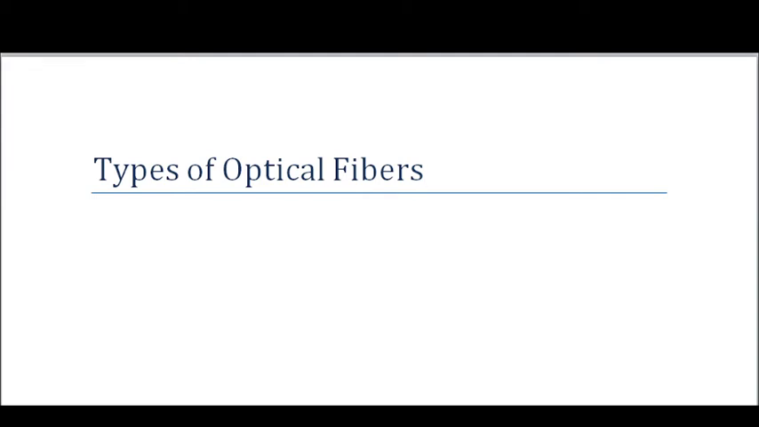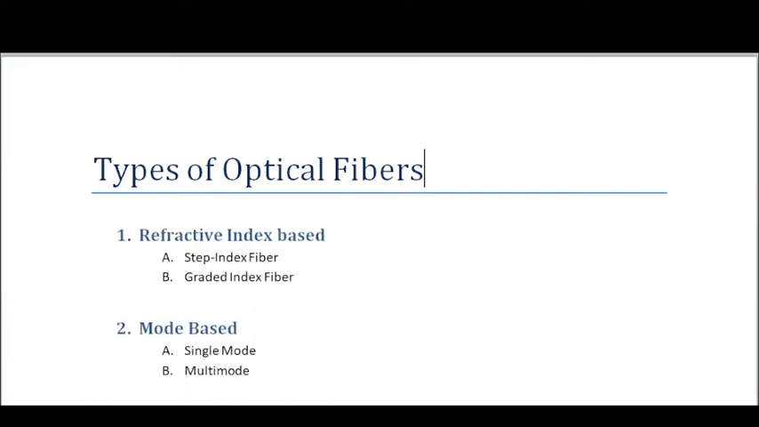In this video, we will learn about types of optical fibers. The optical fibers can be classified on different bases. For example, on the basis of refractive index, as we know the refractive index of core is different than the clad. So, how this refractive index of the core varies with respect to the clad? Depending upon that we have the step index fiber and graded index fiber.